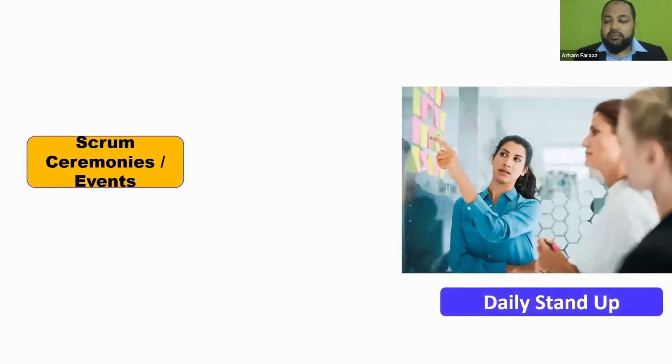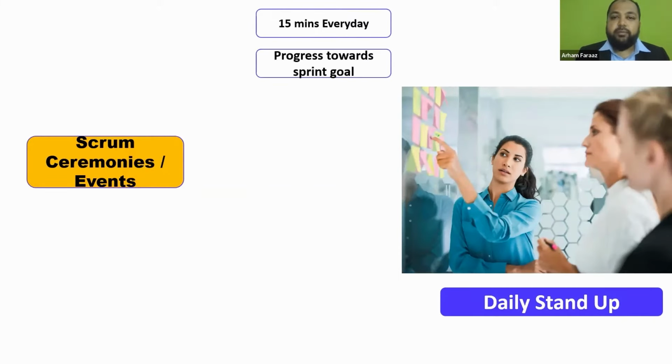Okay, so the next one is the very important thing. This happens daily. It's called the daily stand-up. In this meeting, we're talking about the progress towards the sprint goal, right? We're coming and discussing that. So it happens every day for 15 minutes.